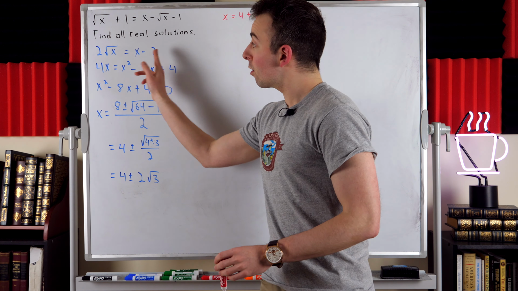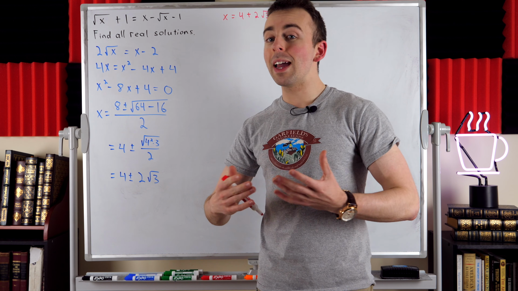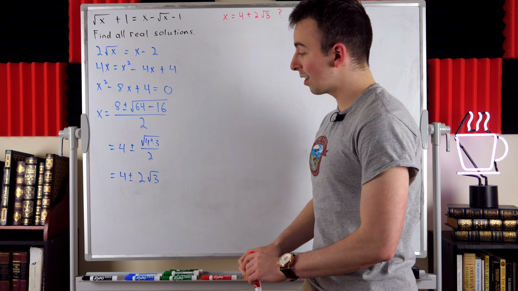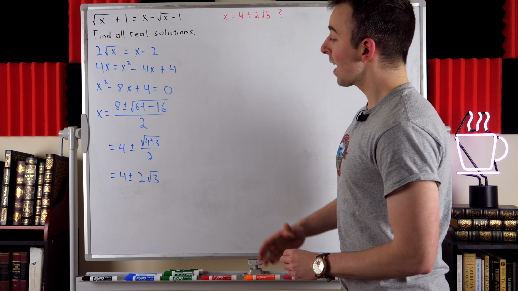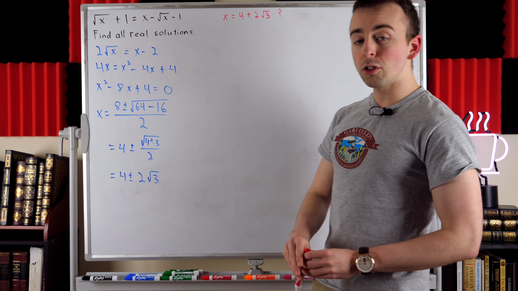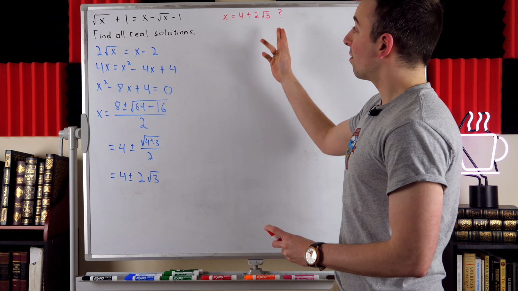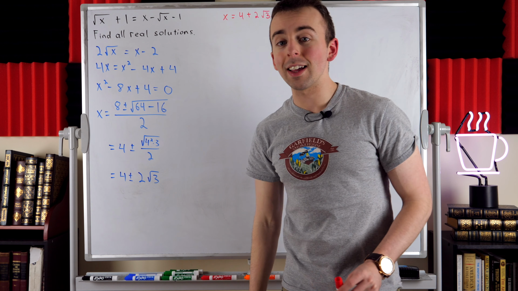Because when we squared both sides of this equation, we may have created an extraneous solution. So one of these might be an extraneous solution. We've got to check to make sure. Let's start off with 4 plus 2 square root of 3 and see if that does indeed satisfy this equation.